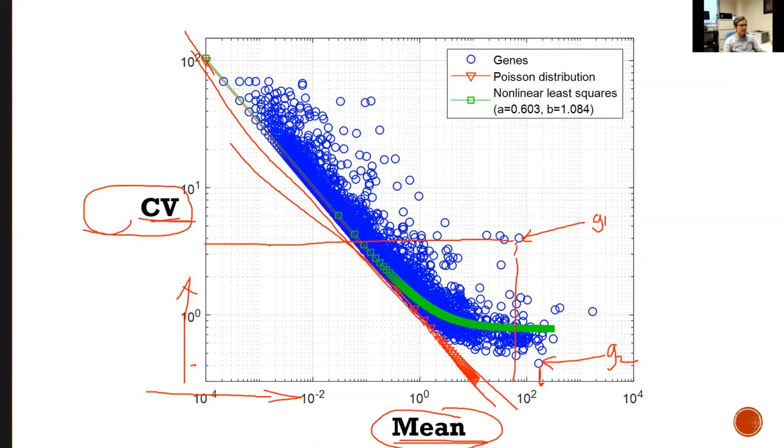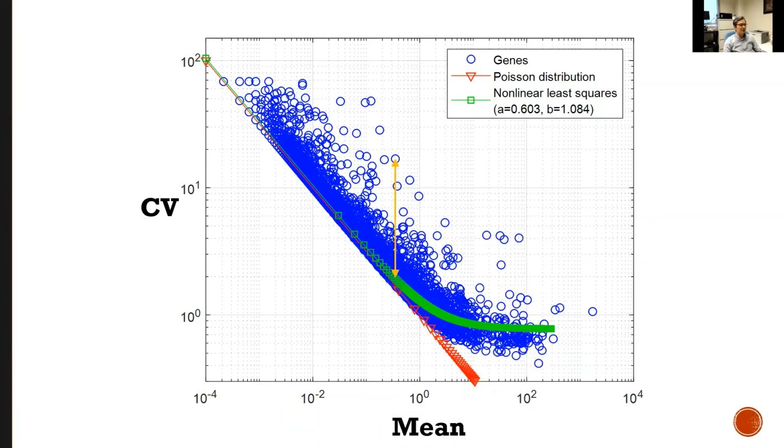And here, highly expressed genes do not follow the Poisson assumption very closely to this red curve. That's why we need a nonlinear curve to follow the pattern. We describe this because we want to capture some of those non-biological related variation among genes.